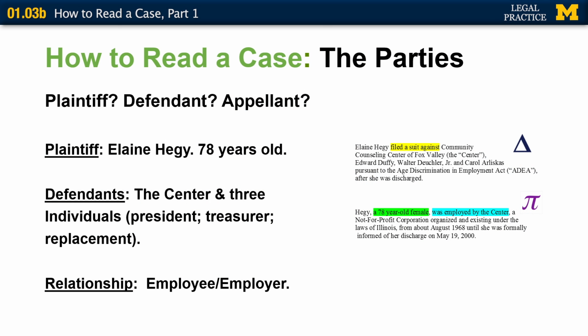Anytime the court gives you a little bit of additional information about who the plaintiff is, it's a pretty good bet that that information is going to somehow come into play in the court's decision, and you'll see that it does in this case. The defendants in this case are the center that employed plaintiff and 3 of the corporate officers of the center. The president, the treasurer, and the replacement. And these symbols that I'm using here are just a shorthand for plaintiff and defendant. Might be useful for you as you're taking notes.